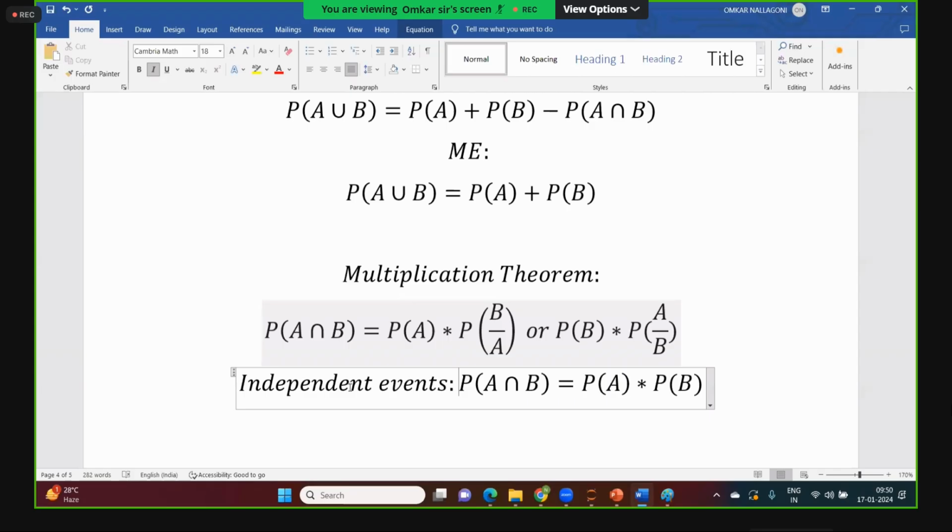Mutually exclusive is different, independent is different. We both are dependent. We both are friends, but only one person will get the job. You and me went to an interview, and only one opportunity is there. We both are friends, we both are dependent, but we are mutually exclusive. So mutually exclusive is different, independent is different. Both are not the same.